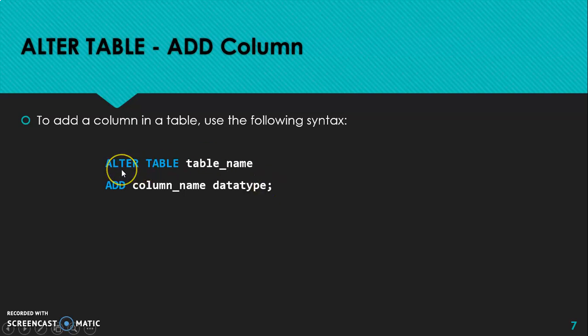An important point to note here is that the characters that I have colored here in blue are the keywords, meaning they should be used as they are. Your table name can be anything of your choice, column name of your choice, data type from the specified data types that we have. But using alter table, this should be a table that already exists.